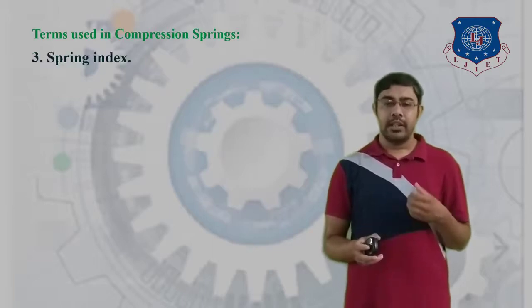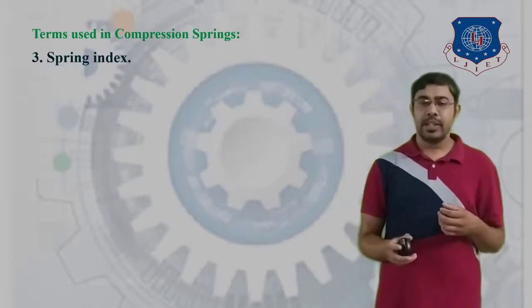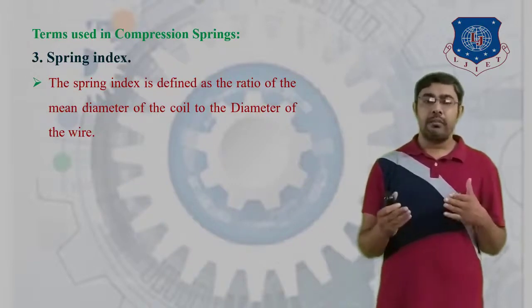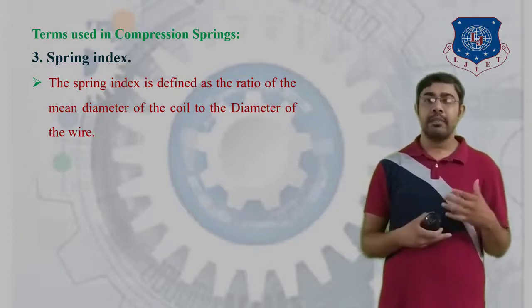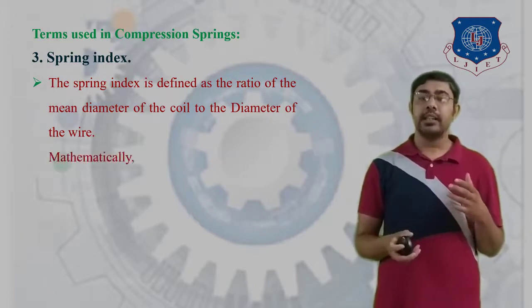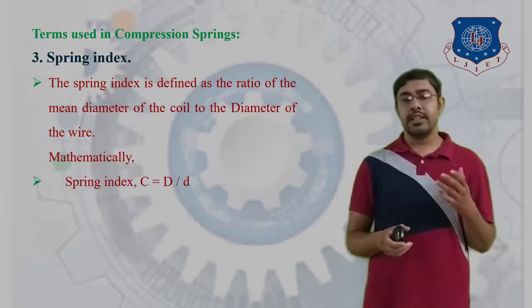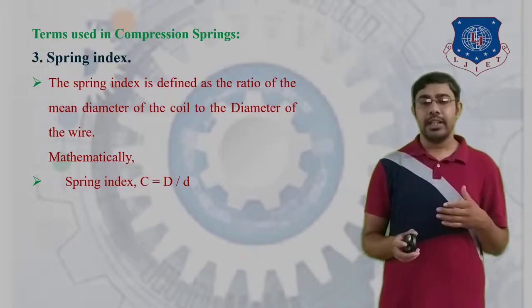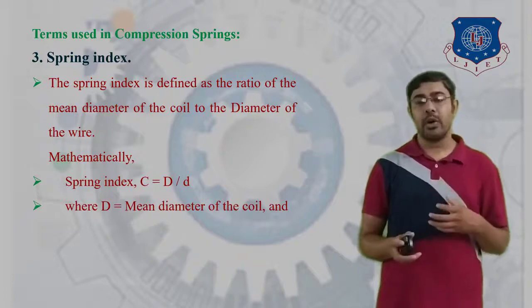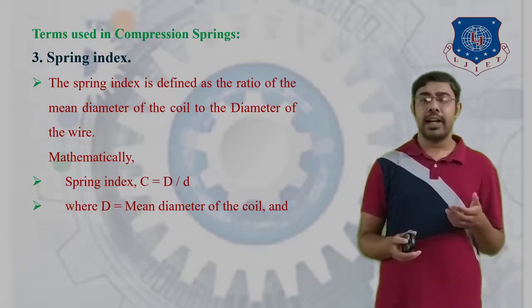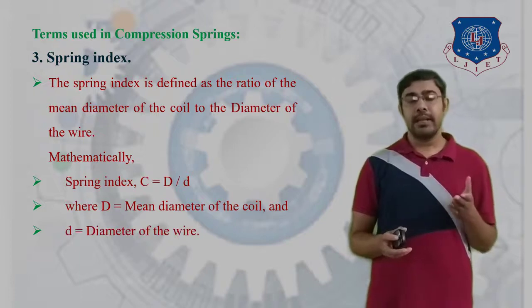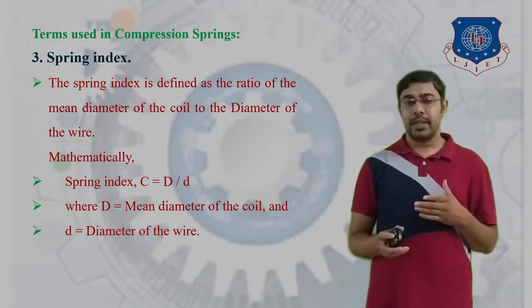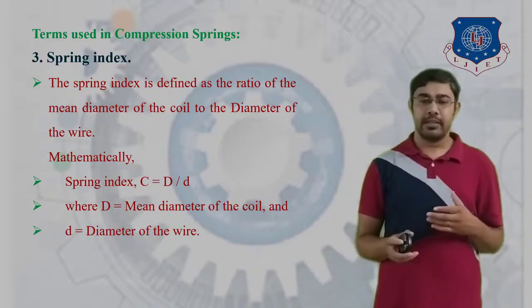Next terminology is the spring index. Spring index is defined as the ratio of mean diameter of coil to the diameter of wire. Mathematically, the spring index, denoted by capital C, is equal to capital D by small d. Here capital D is the mean diameter of the coil and small d is the wire diameter. So spring index C is nothing but the ratio of capital D, the mean diameter of coil, to the wire diameter.